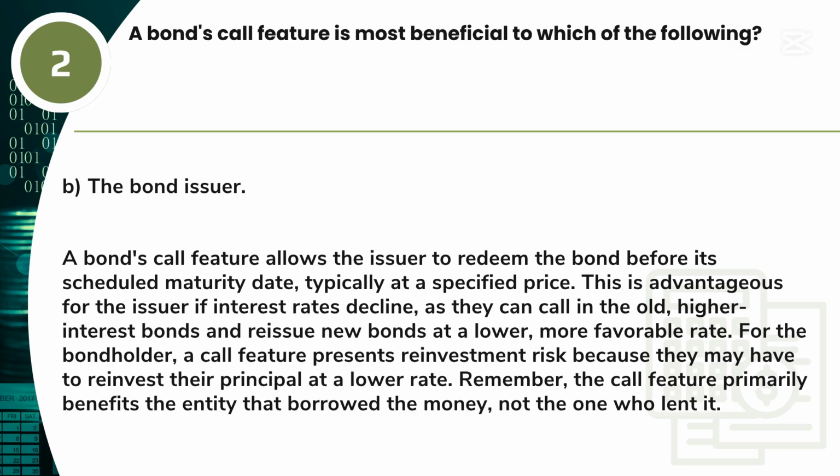A bond's call feature allows the issuer to redeem the bond before its scheduled maturity date, typically at a specified price. This is advantageous for the issuer if interest rates decline, as they can call in the old, higher interest bonds and reissue new bonds at a lower, more favorable rate. For the bondholder, a call feature presents reinvestment risk because they may have to reinvest their principal at a lower rate. Remember, the call feature primarily benefits the entity that borrowed the money, not the one who lent it.